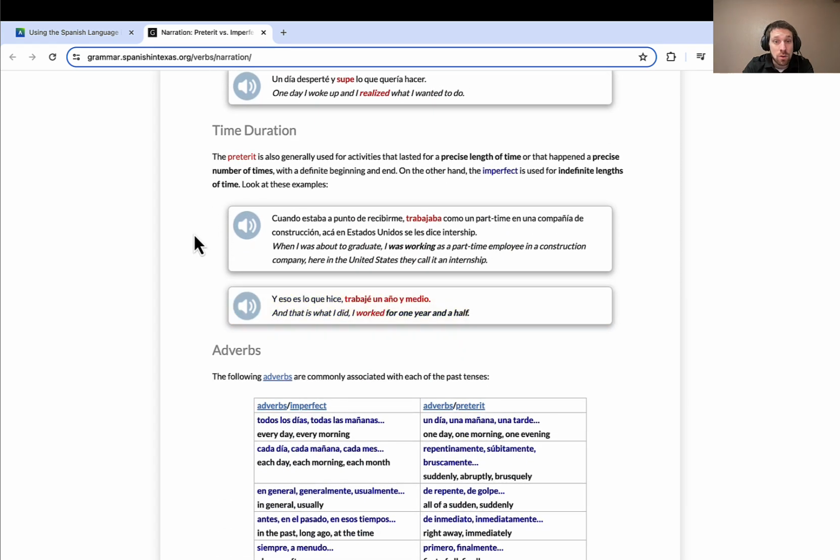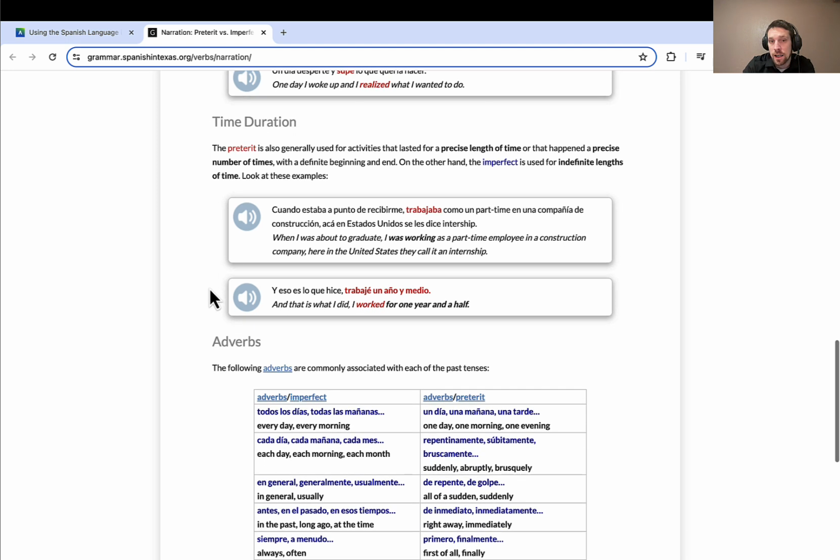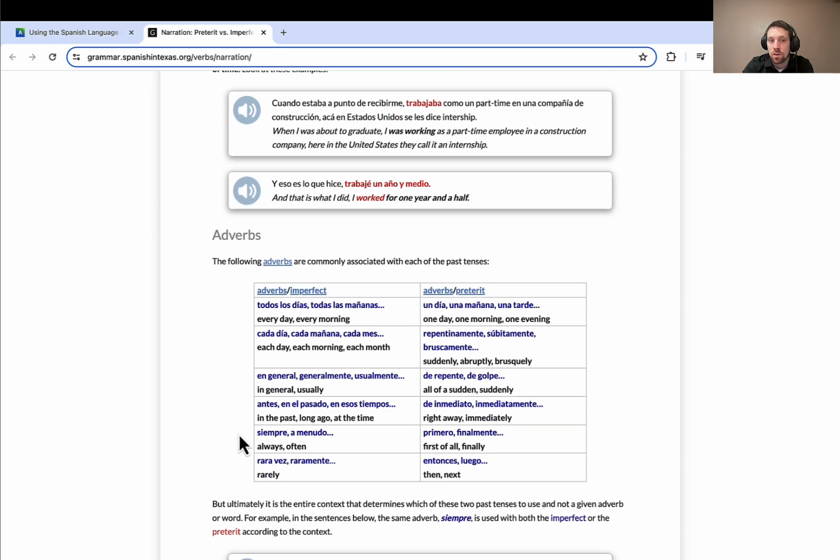Of course, there's time duration as well. The preterite is used for generally a precise length of time, whereas the imperfect is indefinite lengths of time. And adverbs can really help us know which verb to use in Spanish. So oftentimes when you see things like todos los días, todas las mañanas, cada día, cada mañana, and these types of phrases, you'll be using the imperfect. Whereas with phrases like un día, una mañana, or repentinamente, súbitamente, bruscamente, that would be the instances in which you use the preterite or the past simple.